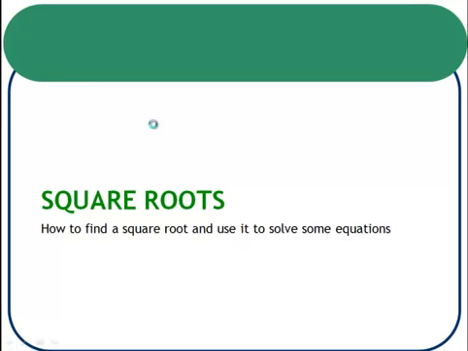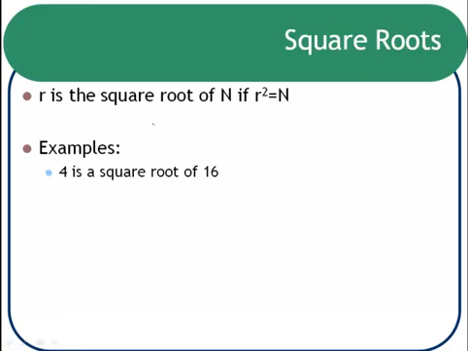So, first of all, what is a square root? Up here is the standard definition that you might see in a textbook. Something is the square root of a number if r squared equals n. And I just wanted to give you a handful of examples here. First of all, 4 is a square root of 16. And that's because if you plugged in, 4 squared equals 16.